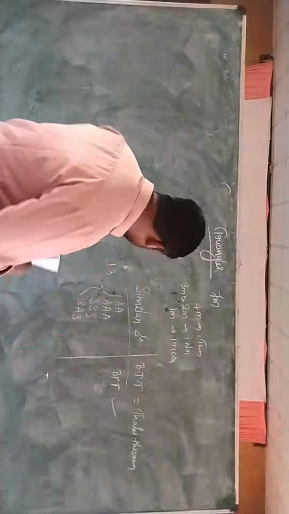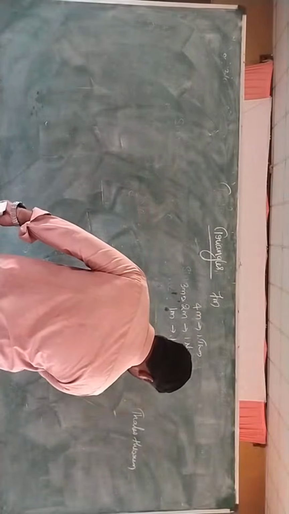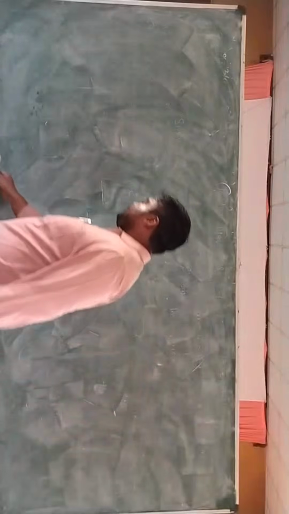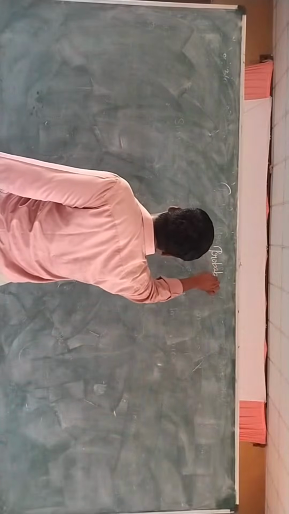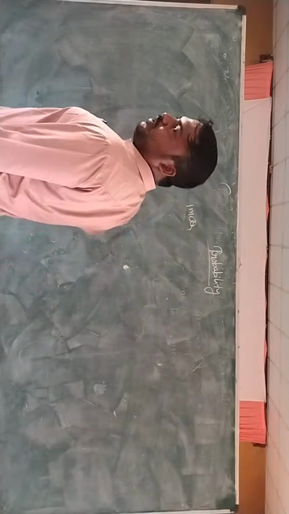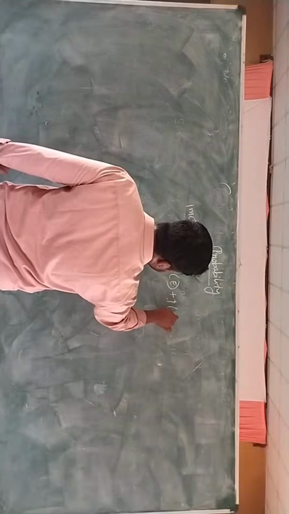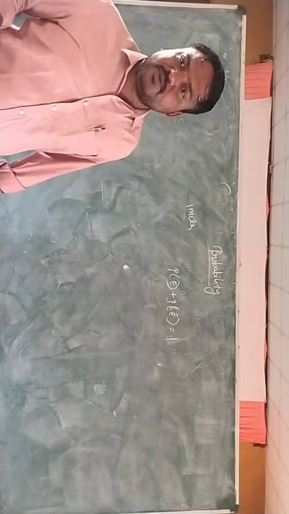Simple. Then after this, probability. Probability 3 marks. Minimum 2 marks, maximum 3 marks. One MCQ or 1 mark question based on probability of an event plus probability of not an event, E bar, is equal to 1.